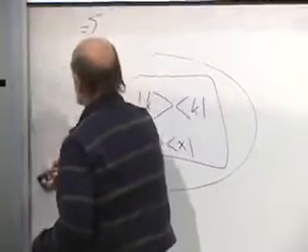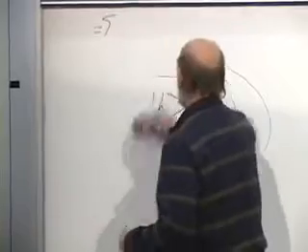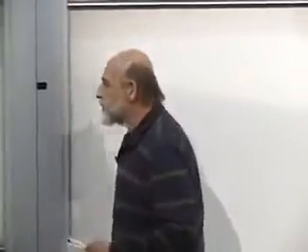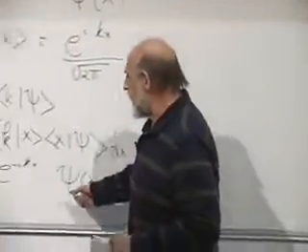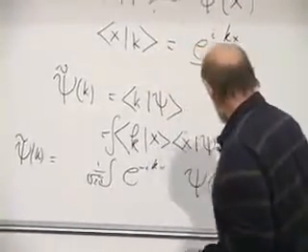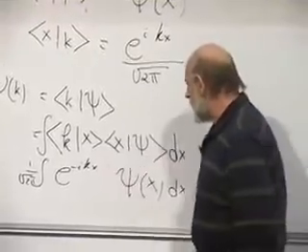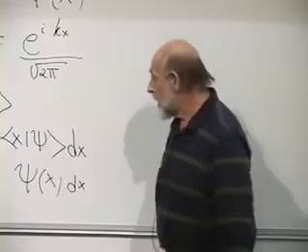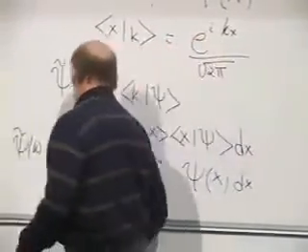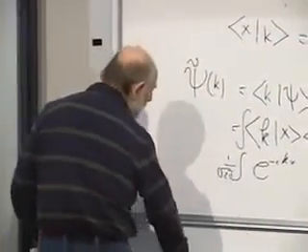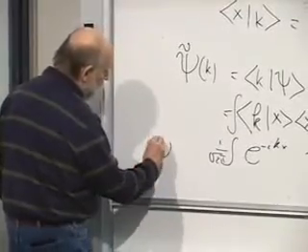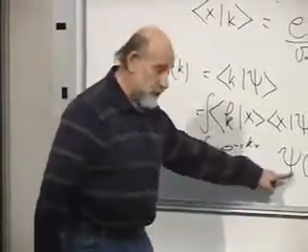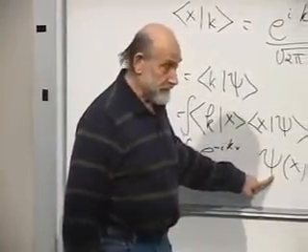So that's the mathematical logic connecting position and momenta. This operation has a name. Taking psi of x and multiplying it by e to the minus i kx and integrating dx is called the Fourier transform. So the momentum space wave function, psi twiddle of k, is the Fourier transform of the position space wave function. Okay.